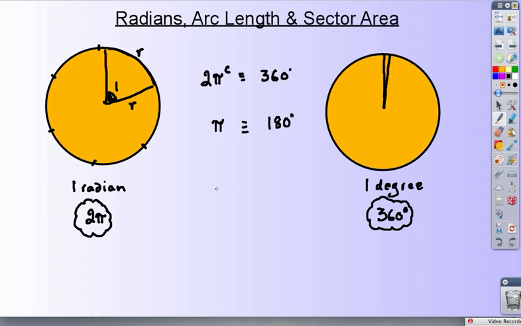We can still talk about 1 radian if we want. We can still talk about 1.5 radians. We don't have to have pi in there. Pi is just a commonly occurring one because it fits into the full circle. So 3.14 radians, 180 degrees.